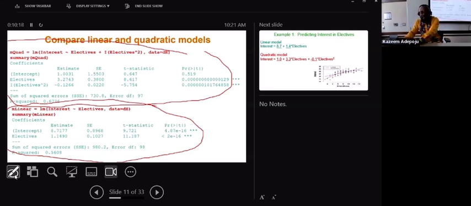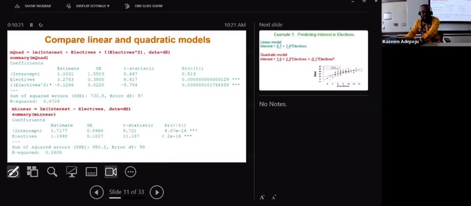And if I really want to know whether the quadratic term introduced is significant, I have to look at the p-value, right? The p-value here is less than 0.05. That indicates significant. That should be included. We need a quadratic term in the model.